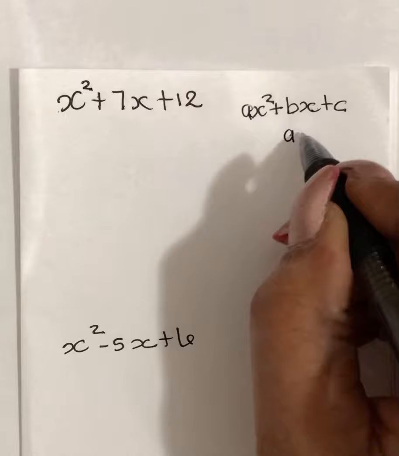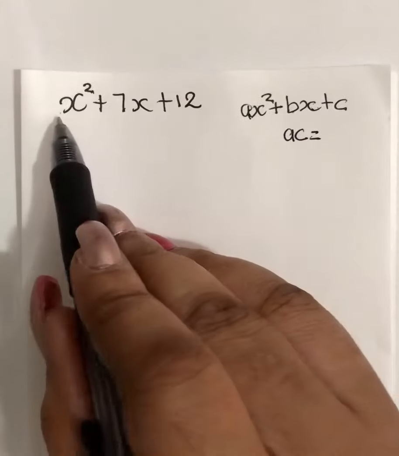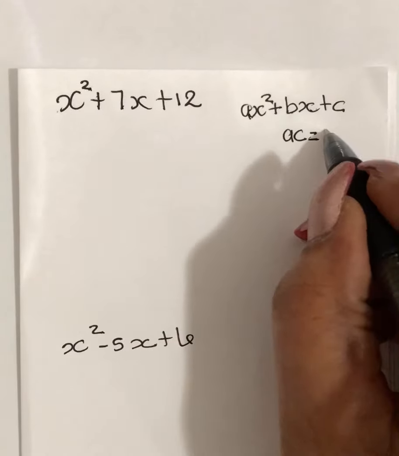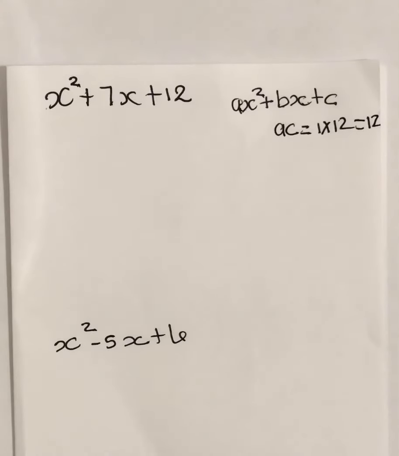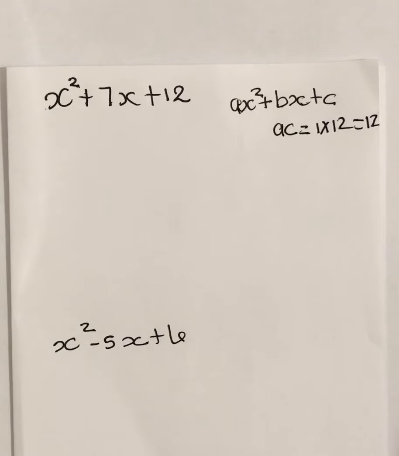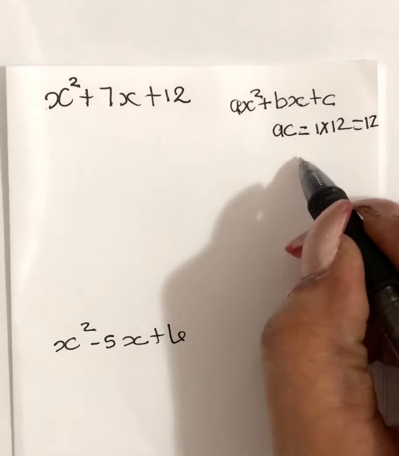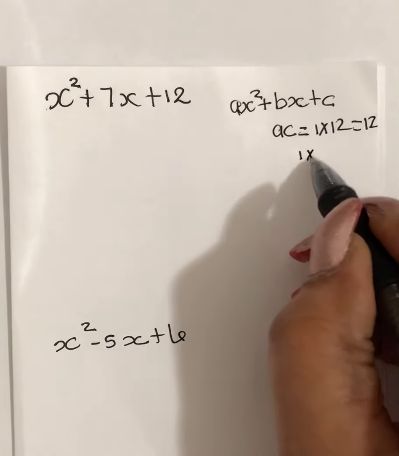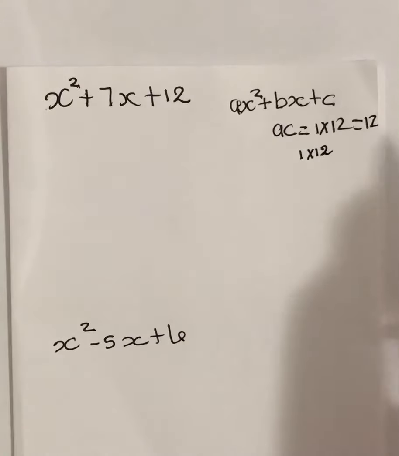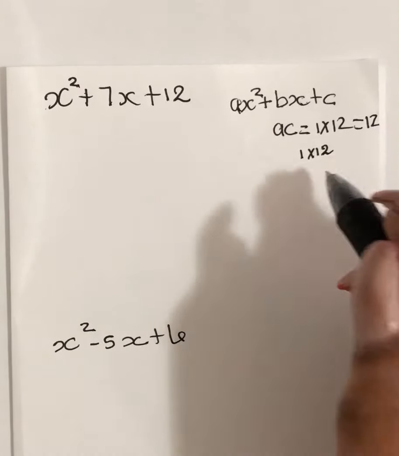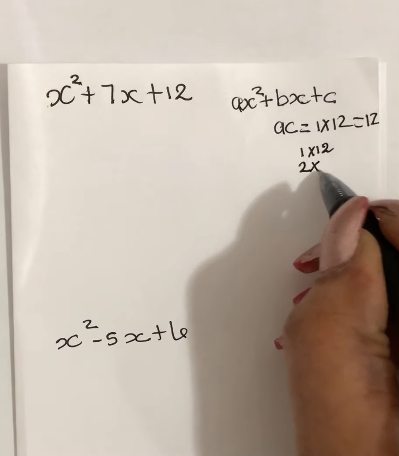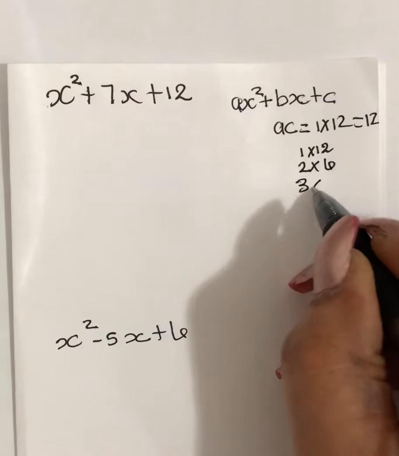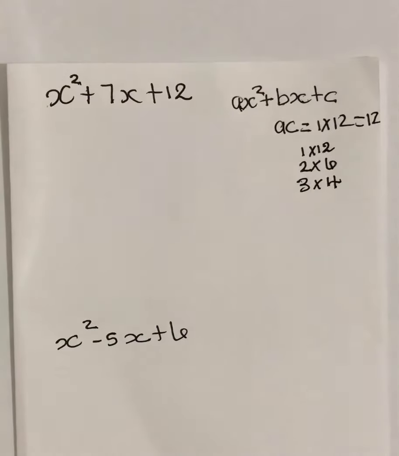And to do so, I am going to find AC. A is 1, C is 12. So AC will be 12. Now you come up with the factors of 12, all factors of 12. I am going to find the multiplying factors, right? 1 by 12, 2 by 6, 3 by 4. Each of these can give me 12.